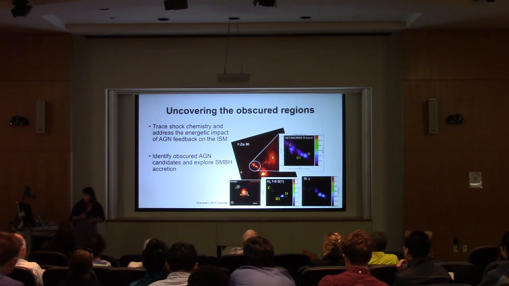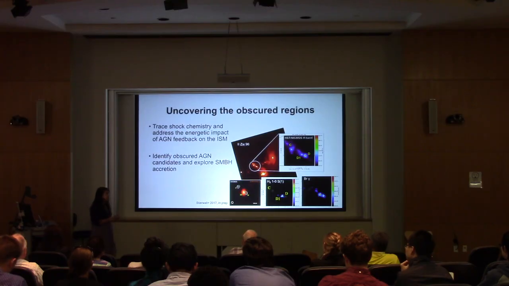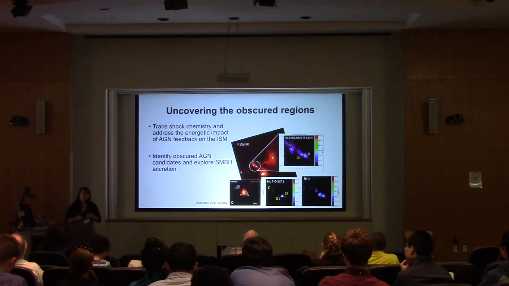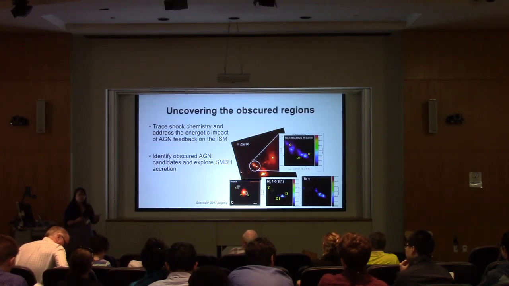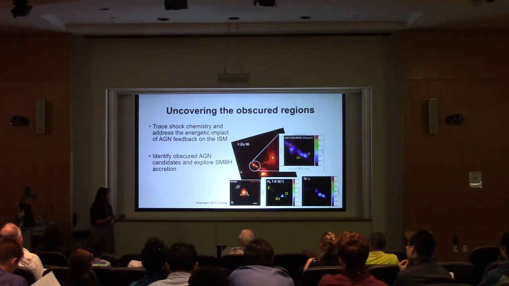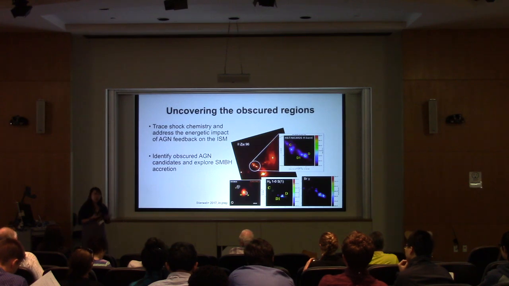But I think JWST is going to be making very cool discoveries when we look at the very obscured regions that we couldn't really reach before, particularly to trace the sort of shock chemistry that I've been talking about, and also to identify obscured AGN candidates, which can allow us to better pinpoint when supermassive black hole accretion gets triggered and when AGNs turn on in these systems.